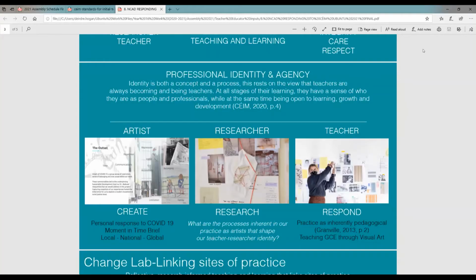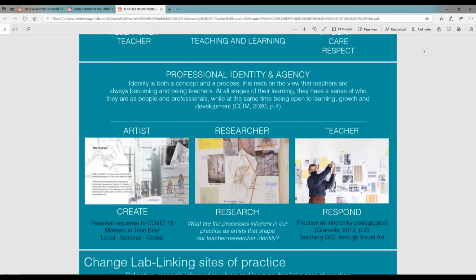So the pedagogical approach that frames the Change Lab can be directly mapped onto their conceptualization of the visual art curriculum in post-primary. So the student teachers work through a process of creating and researching and responding. And these are words that define the pedagogy of an artist, but they're also the three guiding principles that underpin the design and delivery of the new post-primary senior cycle visual art curriculum.